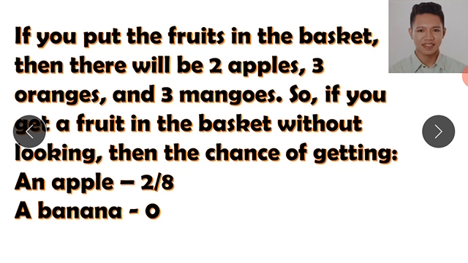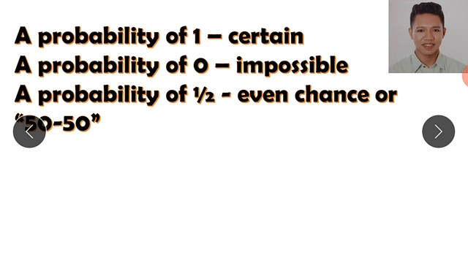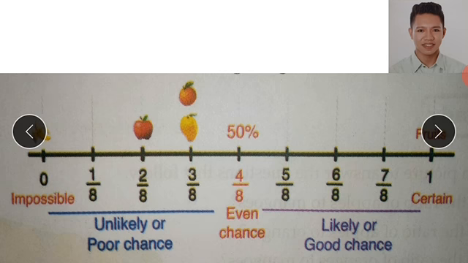The next one is getting a banana. Why is the probability 0? Because there is no banana in the basket. So the probability of getting a banana is 0, or it is impossible. If you plot it, they will lie in this part, since the probabilities are 1/8, 2/8, and 3/8. So they are unlikely or have a poor chance to happen.